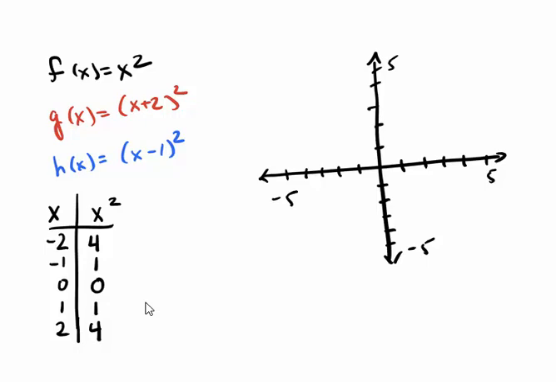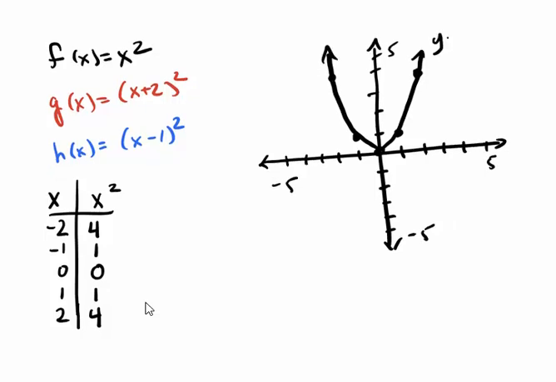So when we plot that, we get a U-shaped graph. It has a lot of similarity to absolute value, because everything's positive, but instead of a V, you get more of a U shape, or a parabola. So there's y equals x squared.